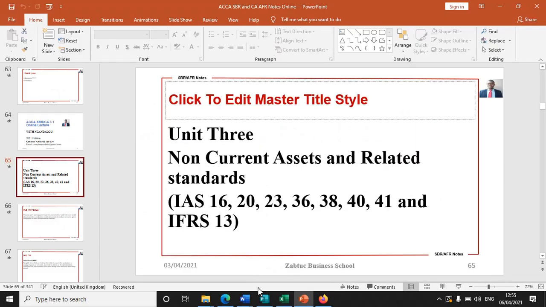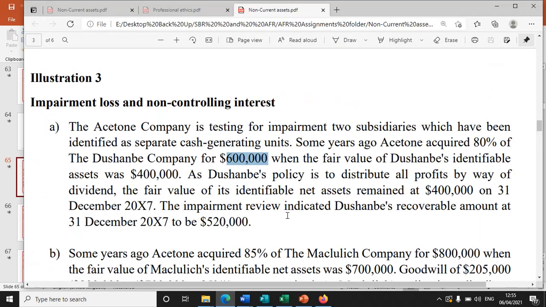So I've got some questions with me here. Today we want to focus on impairment, just like the way we began last time. The Aston Company is testing for impairment two subsidiaries which have been identified as separate cash generating units.